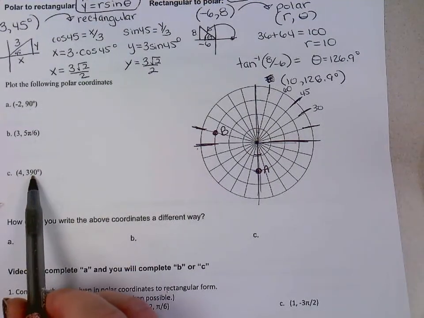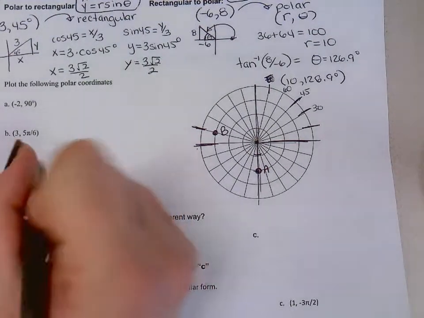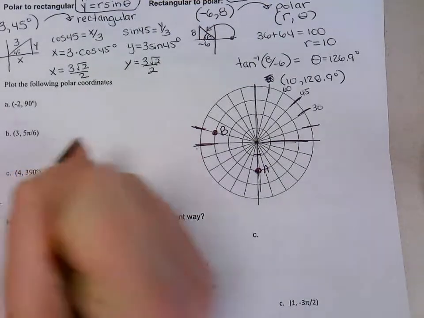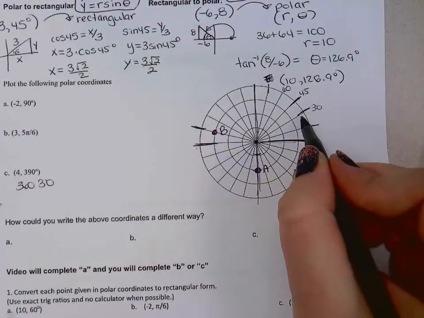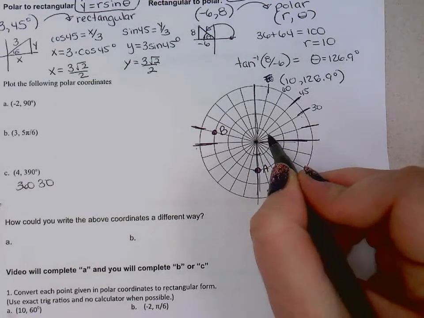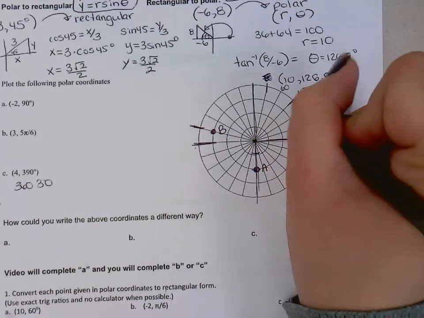390 goes once around, and then it's an additional 30 degrees? So I need to go to 30 and walk out 4. 1, 2, 3, 4. Here's point C.